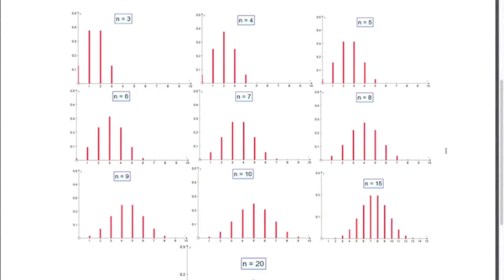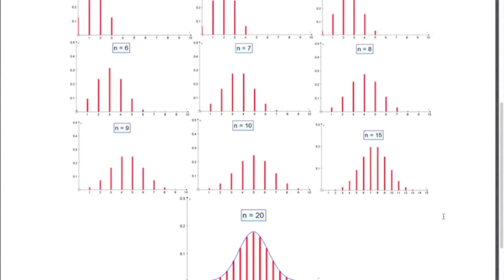These little diagrams show what we've just seen in Excel, what happens as we increase the value of n. And I've got p equals 0.5 in each of these ones here as well.